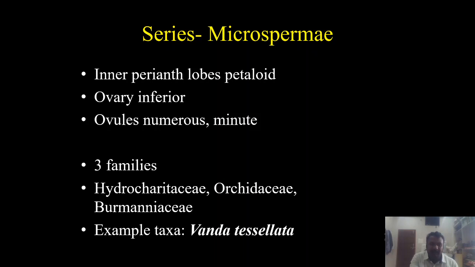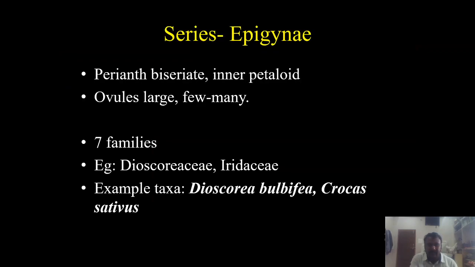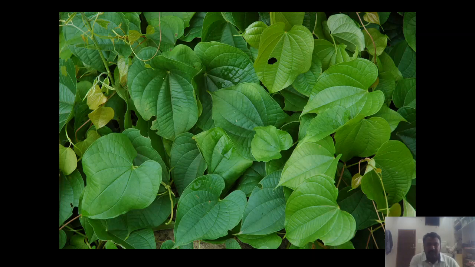Series Microspermae. The inner perianth lobes are petaloid, ovary inferior, ovules numerous and minute, dust-like. 3 families: Hydrocharitaceae, Orchidaceae and then Burmanniaceae. Example, Vanda tessellata. You can see Vanda tessellata from Orchidaceae. Series Epigynae. Perianth biseriate, inner petaloid, ovules large, few to many. 7 families. Example, Dioscoreaceae and Iridaceae. Dioscorea bulbifera, Crocus sativus. This is Dioscorea bulbifera.